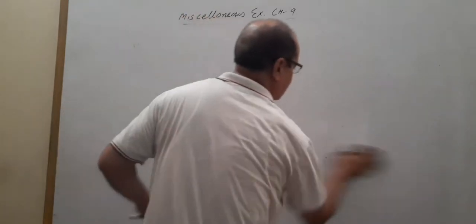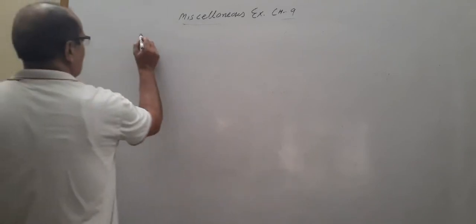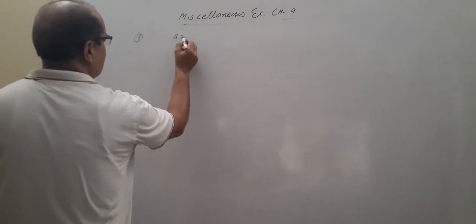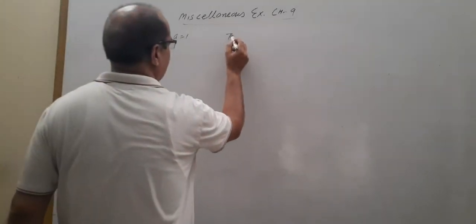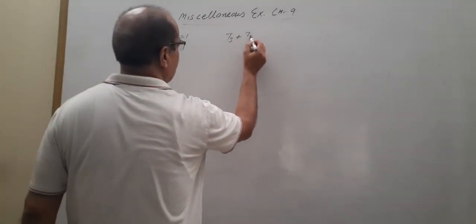Now after this I will start with another problem, that is question number 9. In question number 9, what is given? The first term of the GP is a, given as 1, and the sum of the third and fifth term is 90. The third term and fifth term sum is 90.